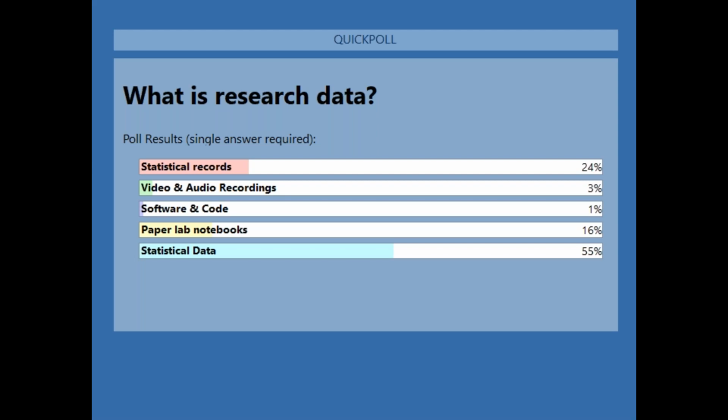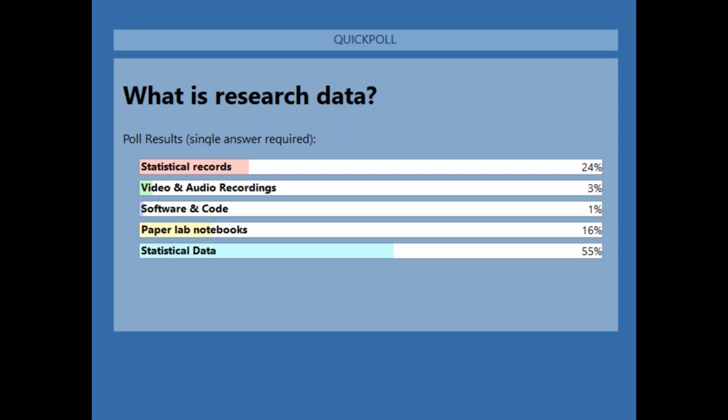Sure. So among the options, the most that people selected were actually statistical data. 55% of them selected that, followed by statistical records, then paper lab notebooks, then video and audio recordings, and software and codes. Okay. So I'm sorry I did this to you, but this was a trick question. It's actually all of the above.